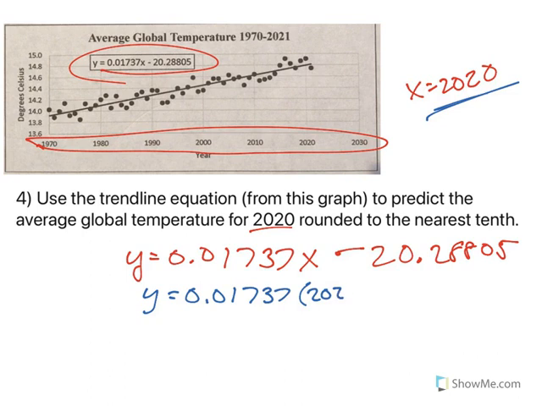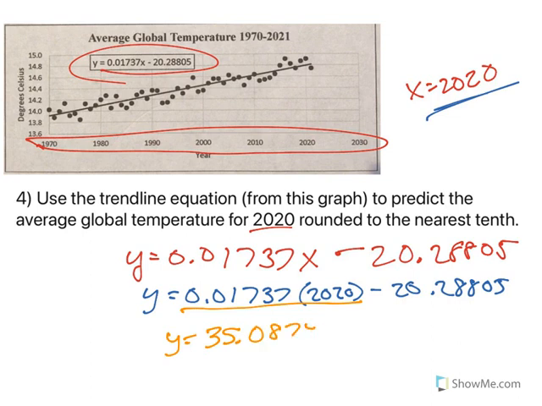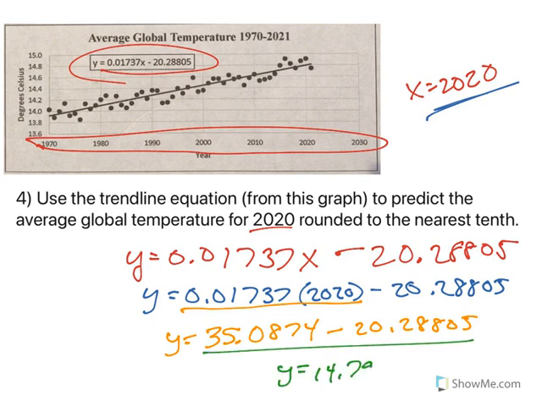0.01737 times 2020 minus 20.28805. We multiply because order of operations is a thing. So 35.0874 minus 20.28805. We do our subtraction and we get 14.79935, which is roughly 14.8 degrees Celsius.